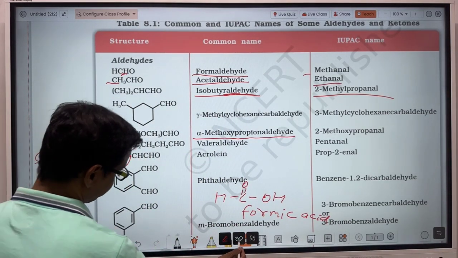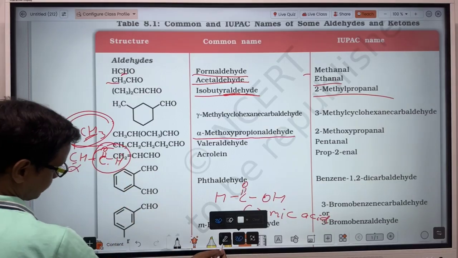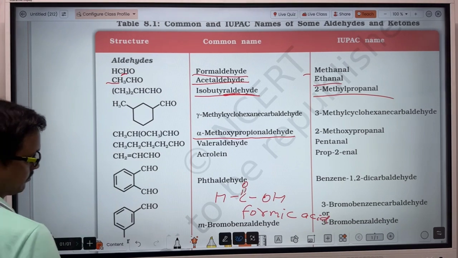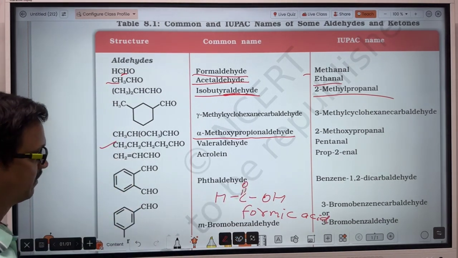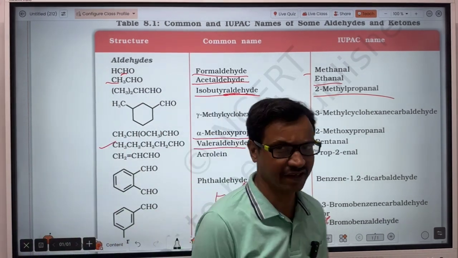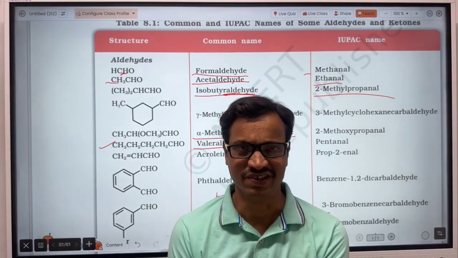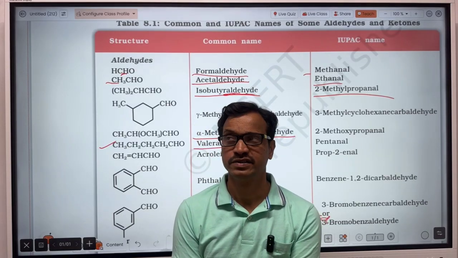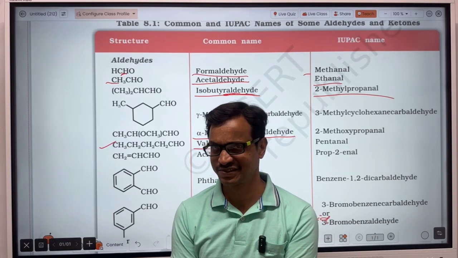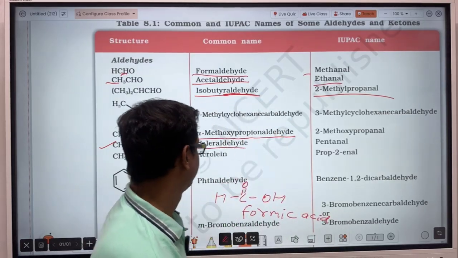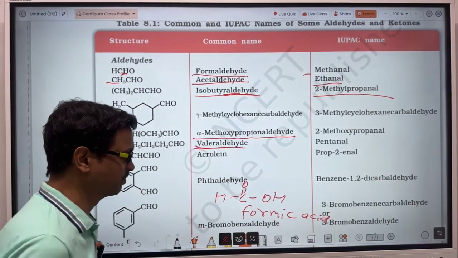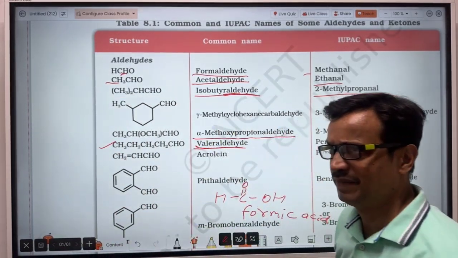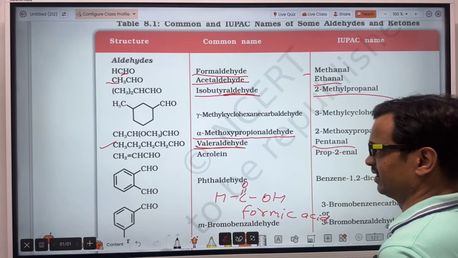Okay, now let's see. Third one is this compound. Here valeraldehyde, this name is based on a Latin word, used in day-to-day life. In the Latin word, it's called valeraldehyde. So that's why its name is valeraldehyde. You will have to memorize it. And here pentanal, why? Because it's an aldehyde, and the main chain is of 5 carbons. So that's why pentanal.